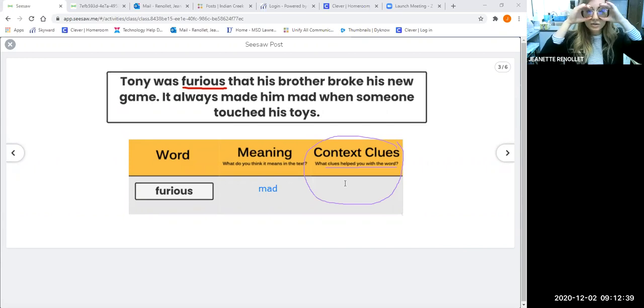Using context clues means we look for other words in the text and we use our background knowledge, things we already know. I'm looking for hands that are raised so we can share out what clues helped you determine that furious means mad. Who is ready to share out? Please use the raise hand button so I can see you. What words, what clues did you use? Day, go ahead, please.